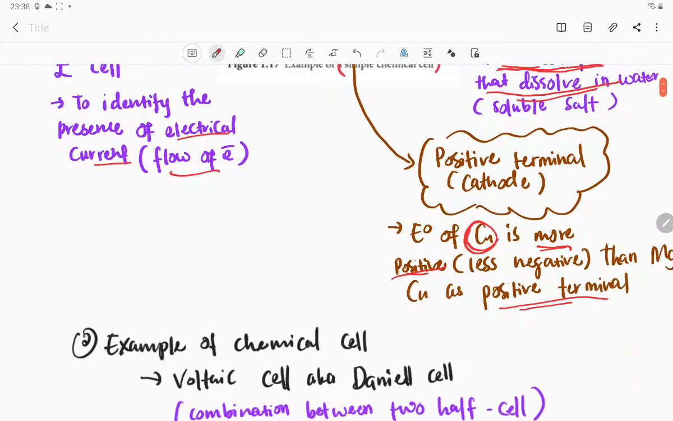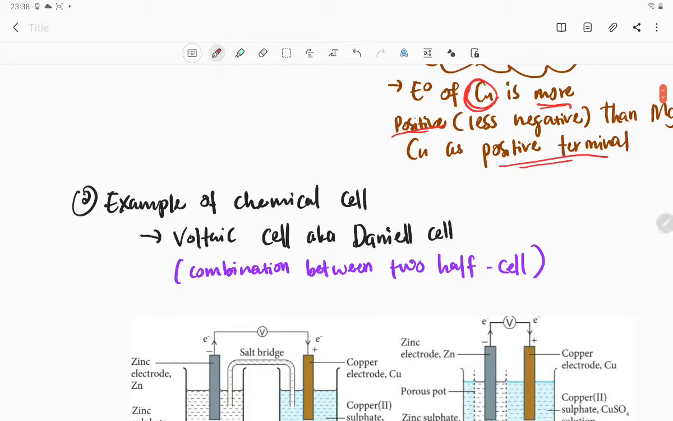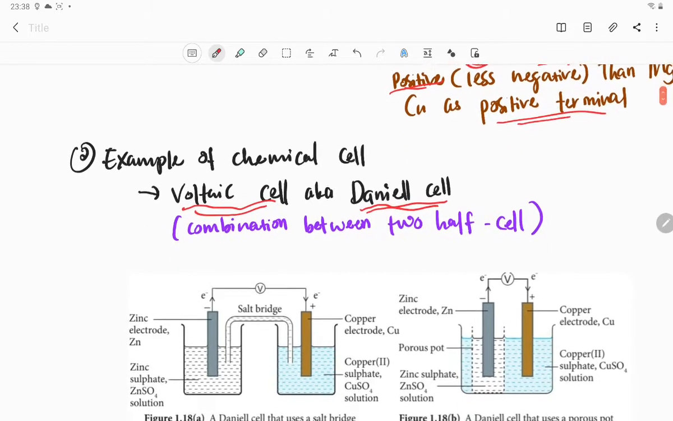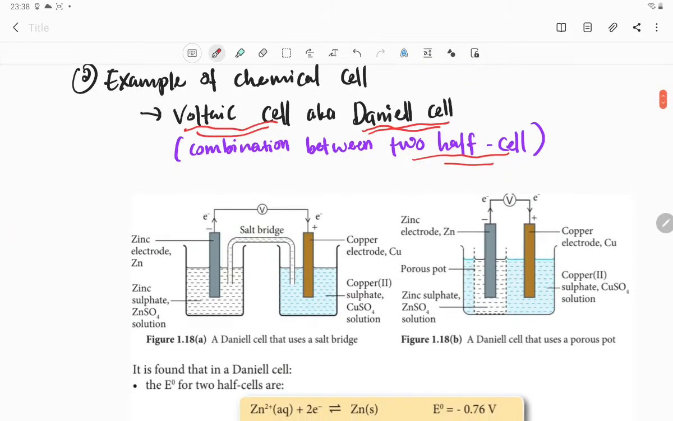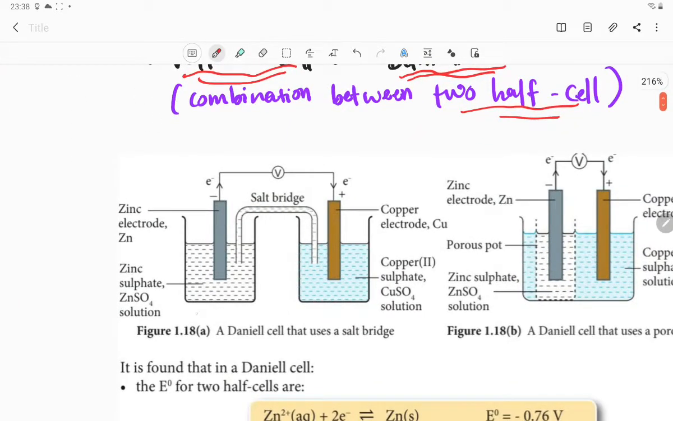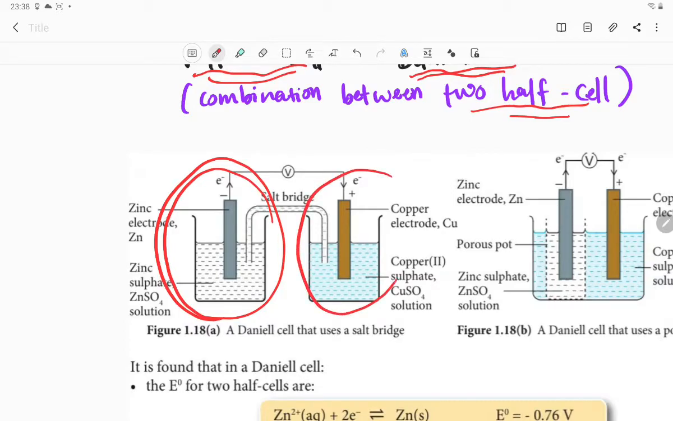And then for chemical cell, we have voltaic cell. Okay, we have voltaic cell, also known as Daniell cell. Okay, so what is voltaic cell? Voltaic cell is a combination between two half cells. Okay, so meaning here we have half cell of zinc, and then on the right side we have the half cell of copper.